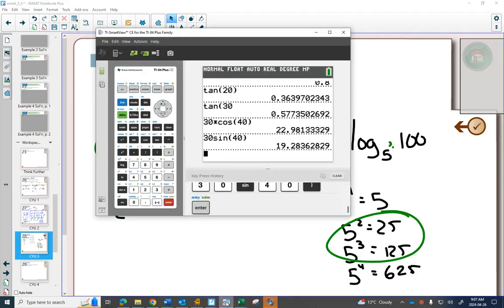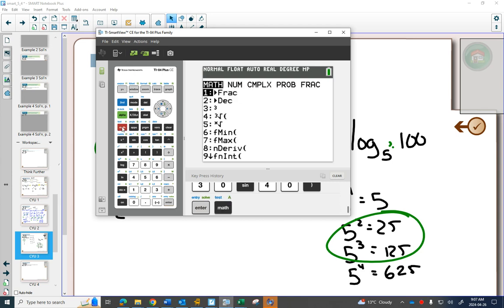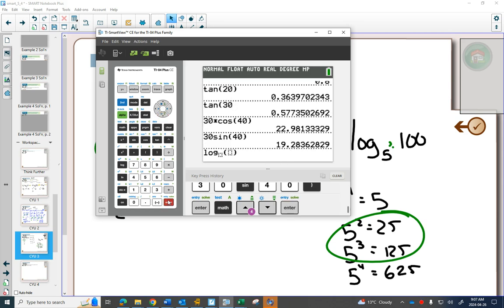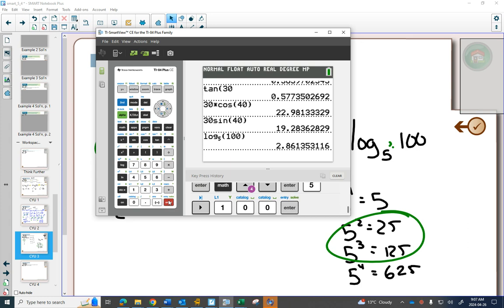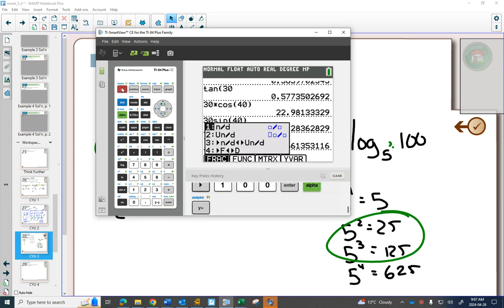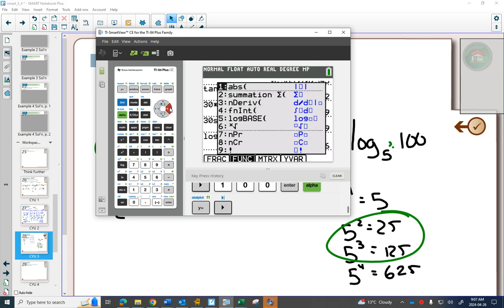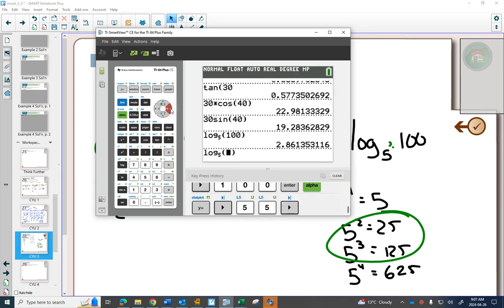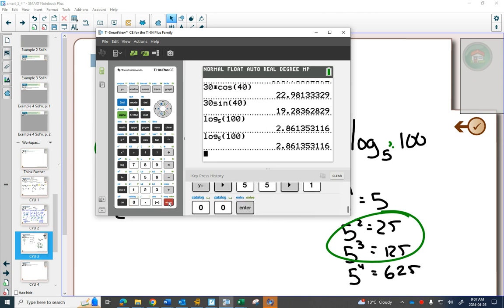The newest graphing calculators, you can type log 5 of 100 in. So if you go to the math button, one place you can find it, scroll all the way down to the bottom, there is log base, and I can type log base 5 of 100. It is also, if you have the fraction button, if you go over to functions, it's number 5 there, so we could also do it that way. So an exact value is 2.86.